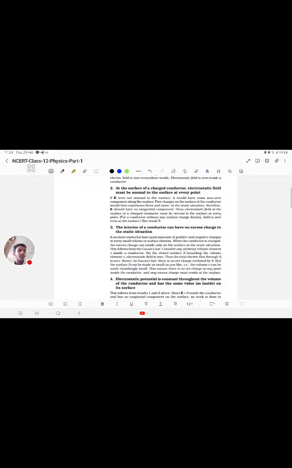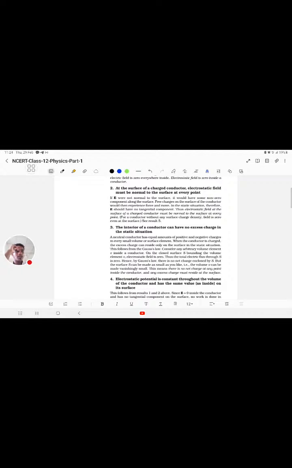So let's say I'm charging the conductor and the excess charge is residing only on the surface in the static situation. This follows from Gauss's law. Why? Let's consider an arbitrary volume element V inside the conductor. On the closed surface S bounding the volume element V, electrostatic field is zero. Thus the total electric flux through S is zero.